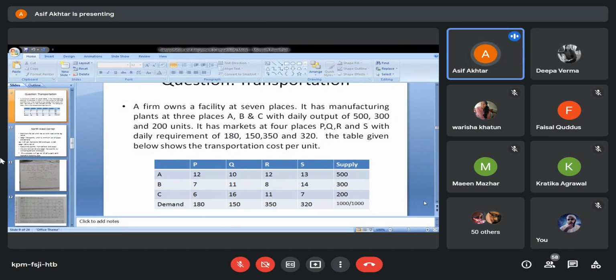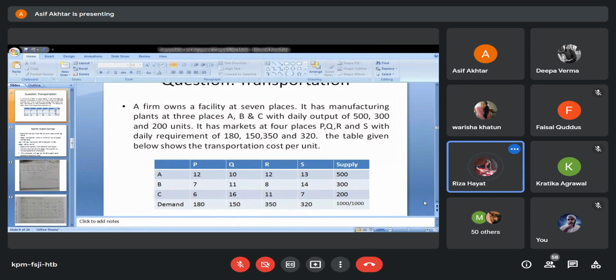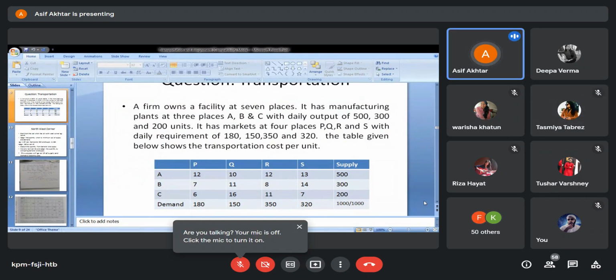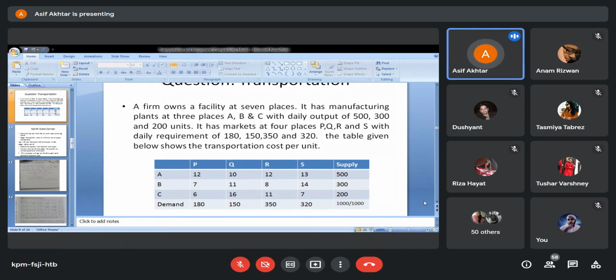आप मुझे बताइए वो कौन सा सेल है जिसकी कॉस्ट मिनिमम है? CP, sir. CP, right? Which is the cost? CP. How much is the cost allocated in this cell? 6. Is this the minimum? All of you agree that this is the minimum cost? Yes, sir. So that's fine. So the starting cell is CP.